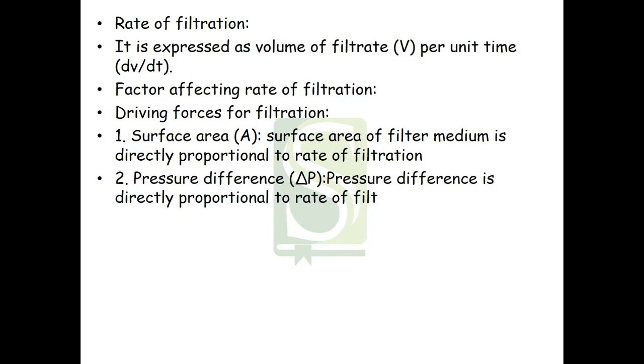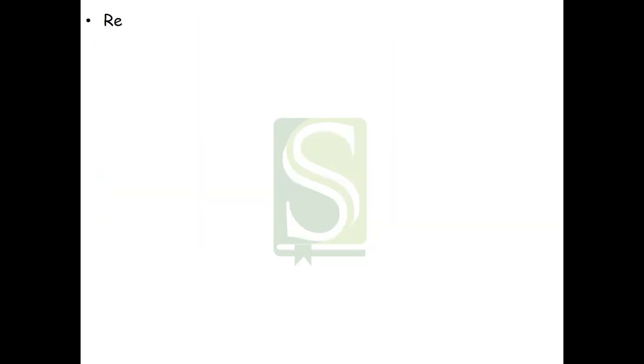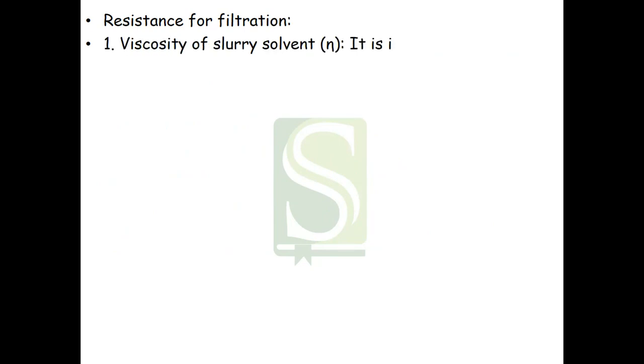The next is the pressure difference. The pressure difference is directly proportional to the rate of filtration. Then the permeability constant of the cake: the higher the permeability of the filter cake, the higher the rate of filtration. Now we will see what provides resistance for the filtration process.